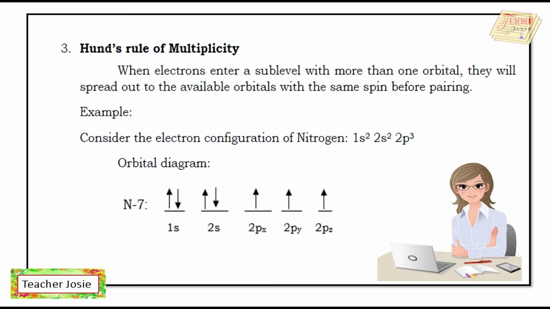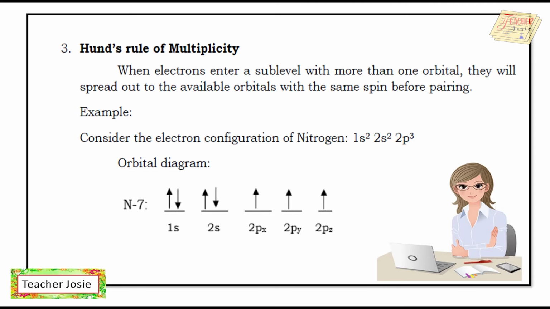The third is Hund's rule of multiplicity. When electrons enter a sublevel with more than 1 orbital, they will spread out to the available orbitals with the same spin before pairing. Consider the following configuration of nitrogen, 1s2, 2s2, and 2p3.